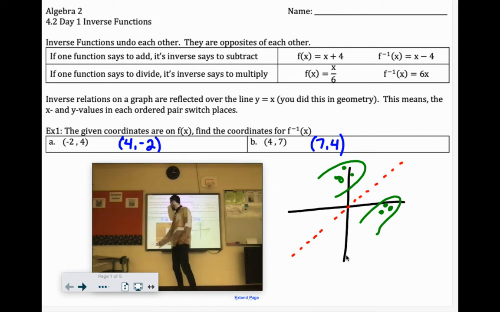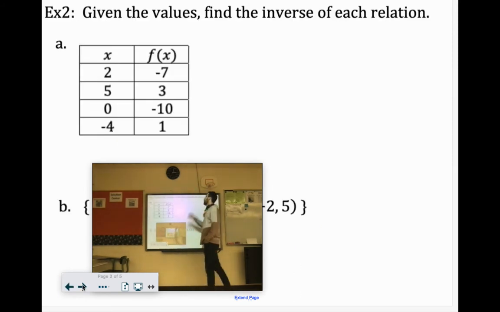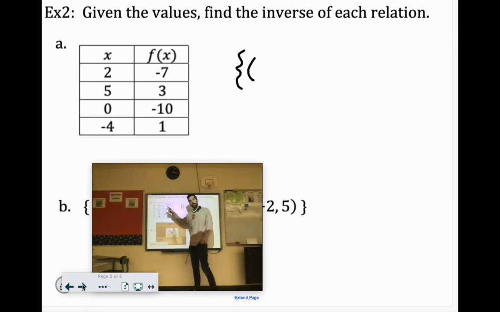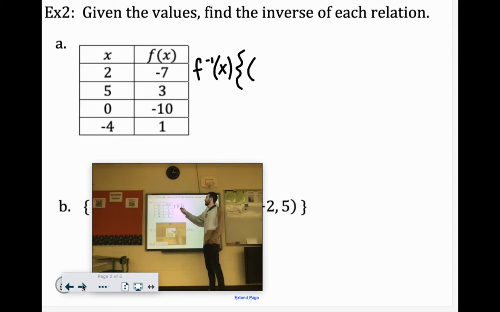Now they gave us a table. All we've got to do is flip the x and the y coordinates. It's just that easy, but we're going to list them as coordinates. We're going to do the squiggly bracket, and then list each coordinate. This original coordinate was 2, -7. The inverse coordinate, we can write f inverse of x. So we could say -7, 2.